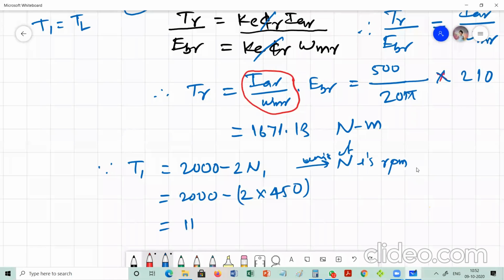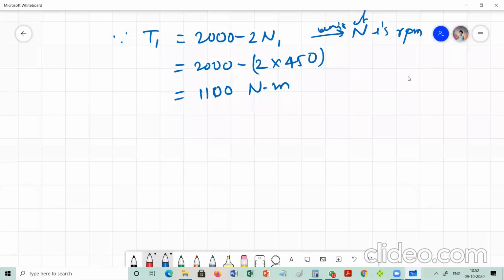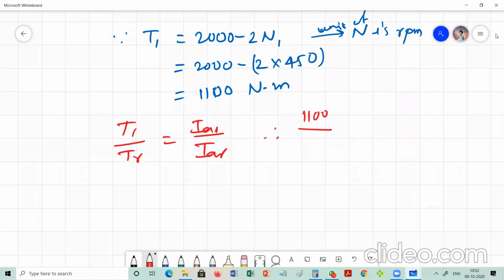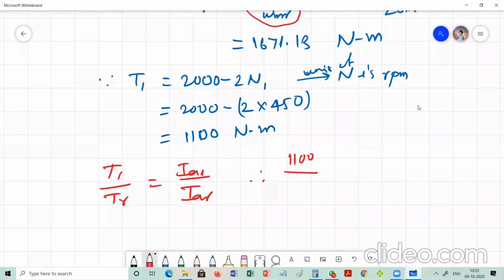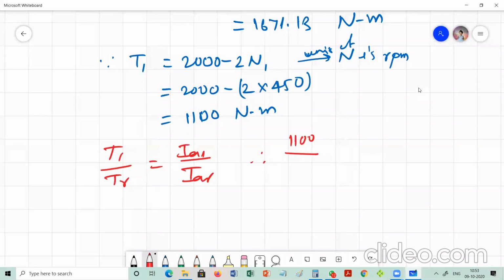Okay, T1 is equal to 1100 Newton meter. Now we have torque, so we can calculate current now. The ratio T1 by TR is equal to IA1 by IAR. Therefore, 1100 divided by TR, which is 1617.13, is equal to IA1 divided by IAR, which is 500.